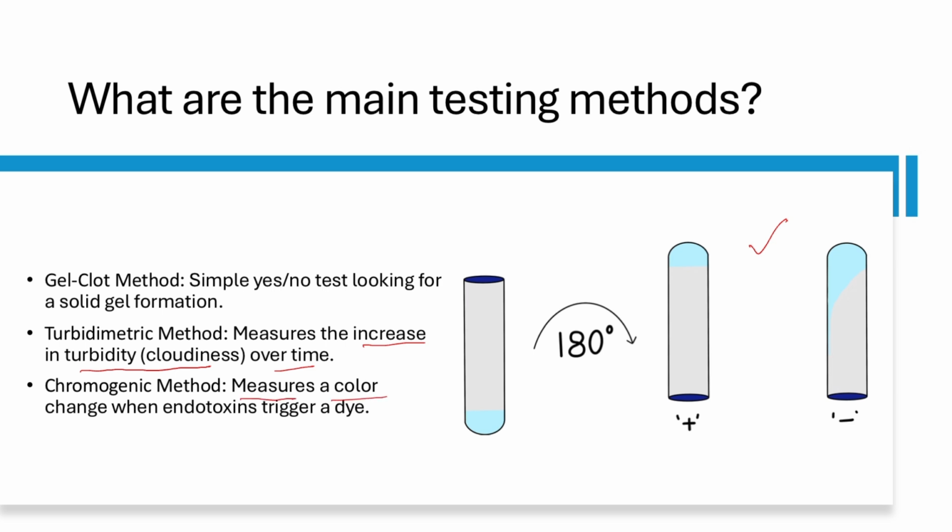Chromogenic method is used to measure a color change when the endotoxin triggers a dye. So for this method, we mix the sample with the LAL reagent, then incubate at 37 degrees Celsius. If the enzyme cleaves the chromogenic substrate, it gives the yellow color. The instrument measures the absorbance, and this yellow color is due to the release of p-nitroaniline or para-nitroaniline. This para-nitroaniline comes from the chromogenic substrate we are using. If the enzyme cleaves that chromogenic substrate, it will release the p-nitroaniline and the yellow color will show.